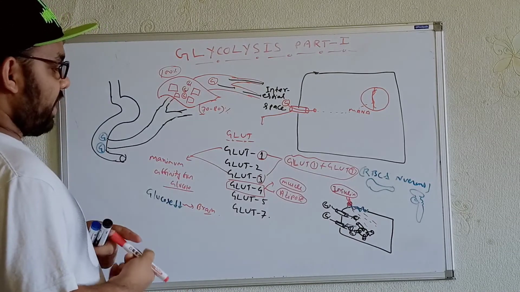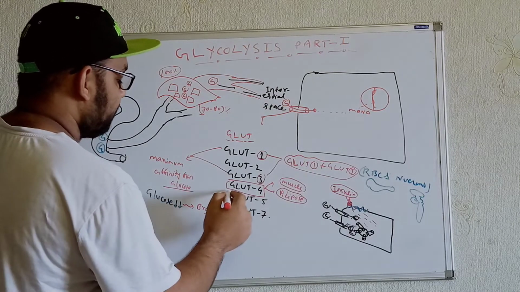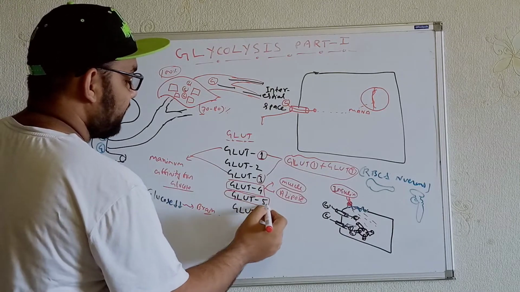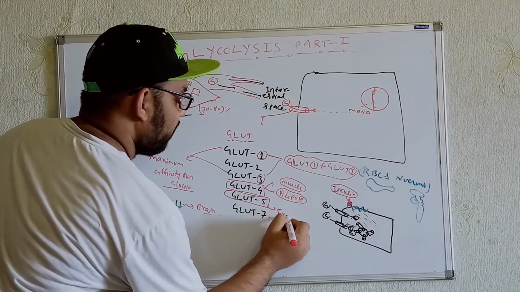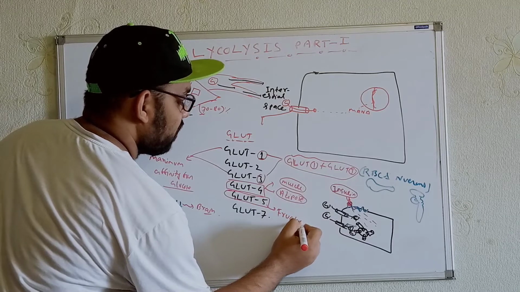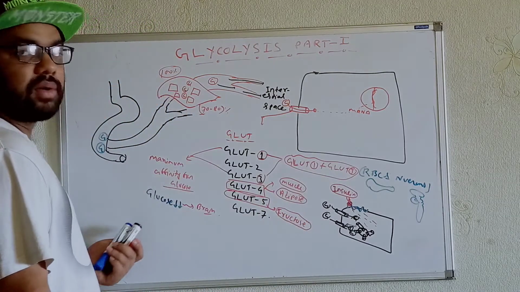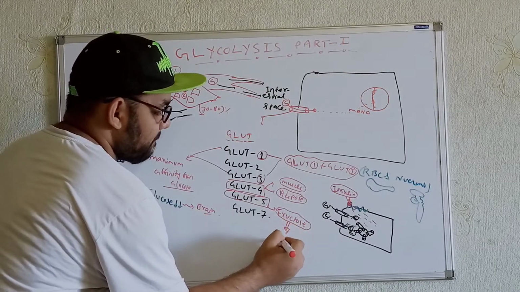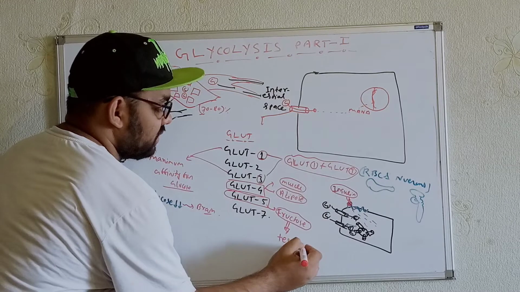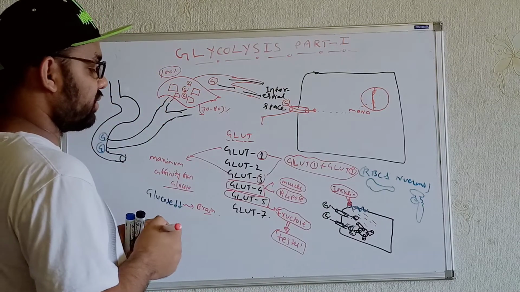Okay, and what about GLUT5? GLUT5 is basically for fructose transport. And where do we see fructose, in terms of sperm formation, that means within the testis. So within the testicular cells we will see this type of transport, that means GLUT5 will be present within the testis.